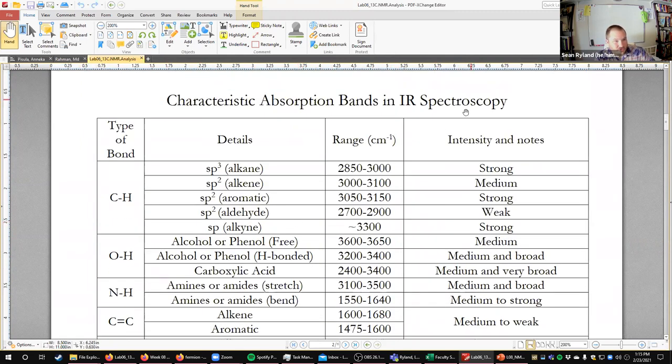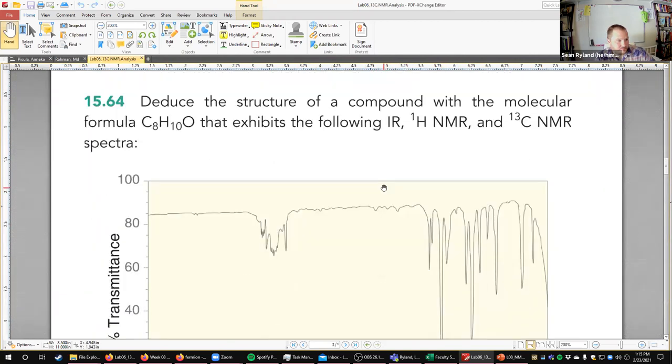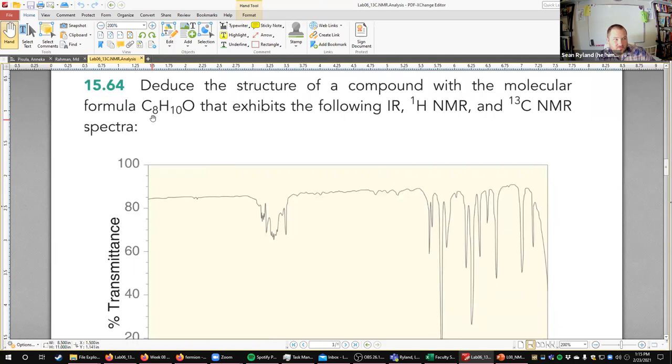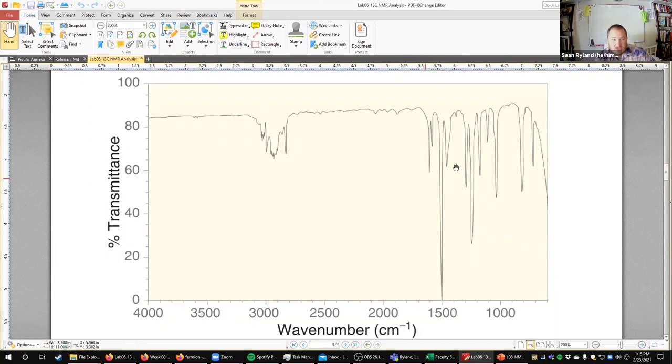Right, so I also gave you the IR, the list of IR bands that we've been using in the past. If I give you a formula, C8H10O, and an IR, a proton NMR, and a carbon 13 NMR, you should be able to come up with the structure for it. This has all the information you need.